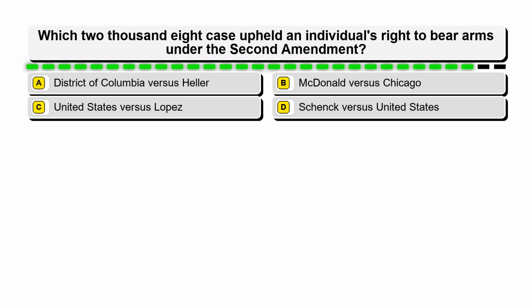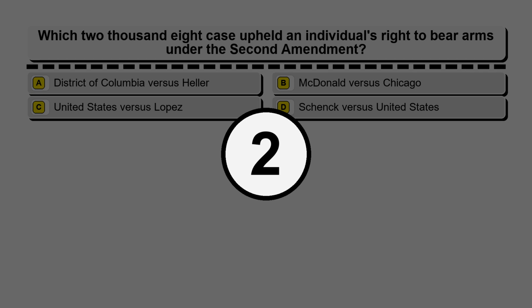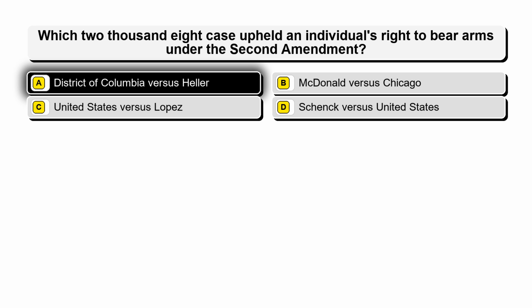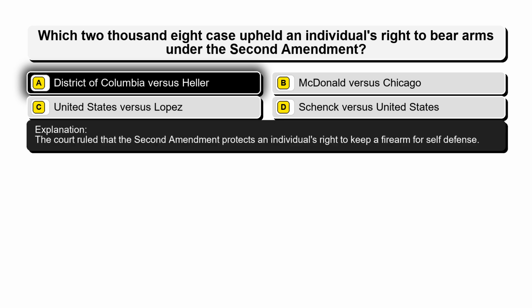Question 73. Which 2008 case upheld an individual's right to bear arms under the Second Amendment? Option A, District of Columbia vs. Heller. Option B, McDonald vs. Chicago. Option C, United States vs. Lopez. Option D, Schenck vs. United States. The correct answer is option A, District of Columbia vs. Heller. The court ruled that the Second Amendment protects an individual's right to keep a firearm for self-defense.